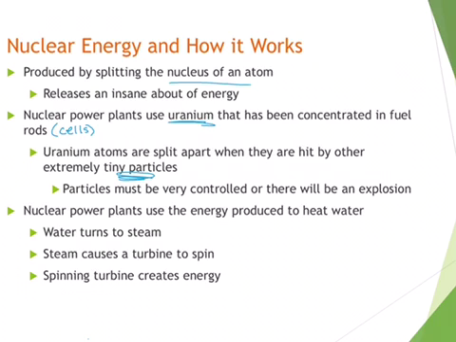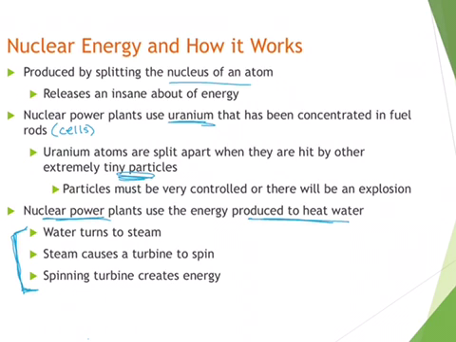So nuclear power plants use the energy produced from this splitting of the atoms to heat water. The water turns to steam. The steam causes the turbine to spin, and the spinning turbine creates energy. So now I think this is about the third or fourth time in this video we've talked about this process. And the only thing that changes is how or what we heat. So in this case, the energy is from nuclear power.